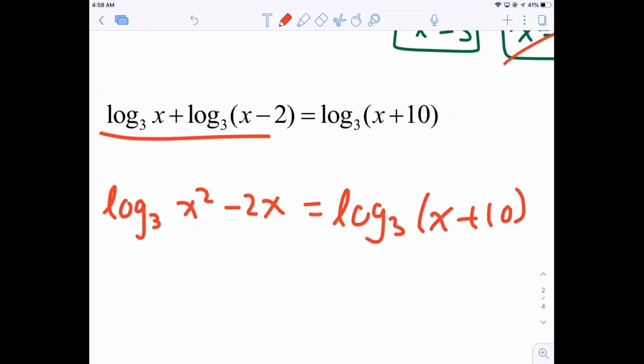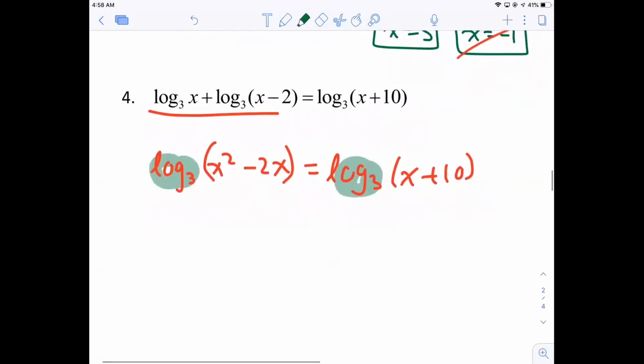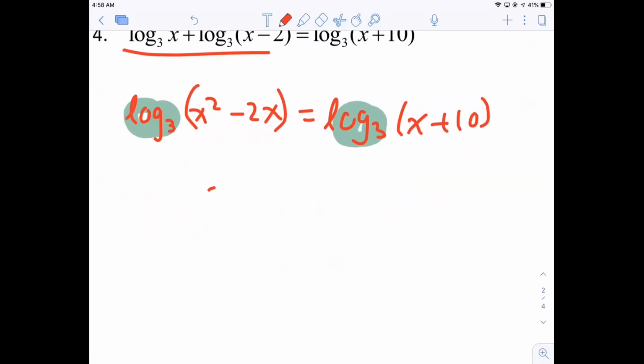So this is the same scenario as above, right? I'm taking log base 3 of this and log base 3 of that. So this must equal that if they are to be equivalent. So x squared minus 2x equals x plus 10.